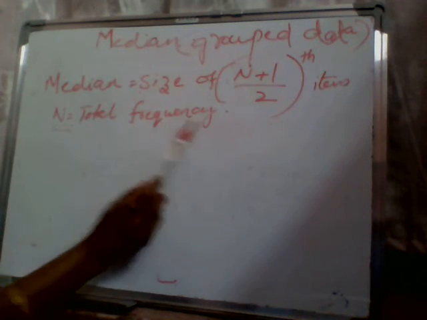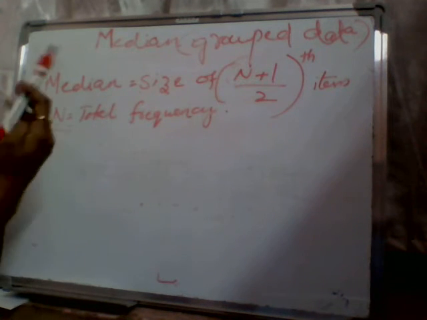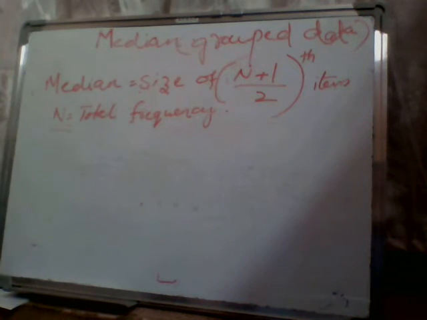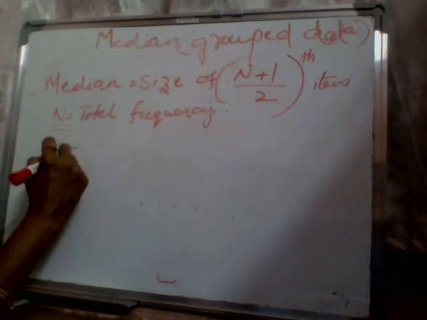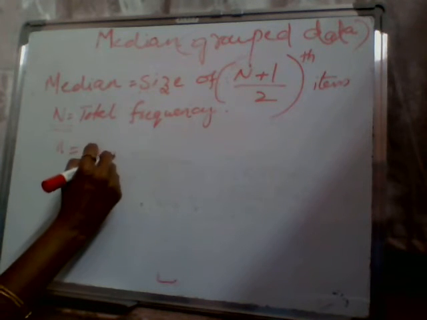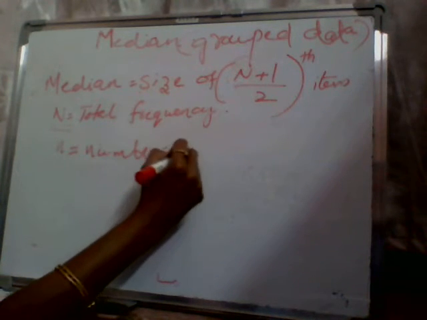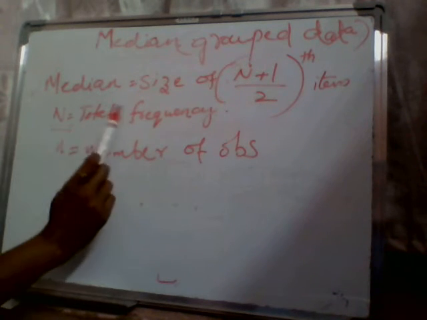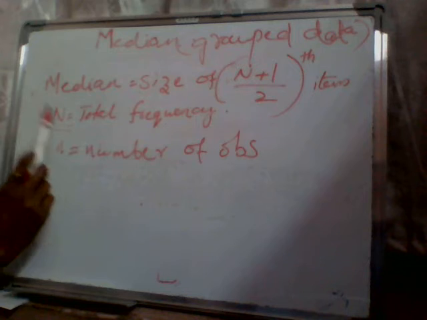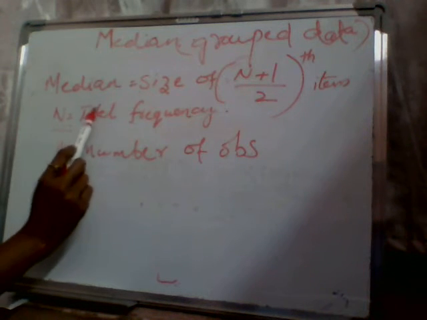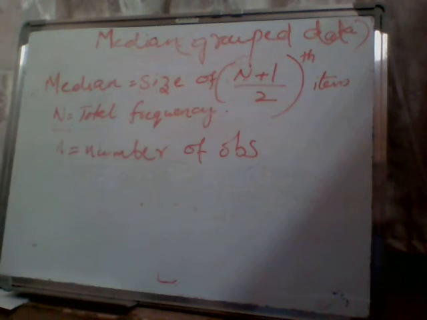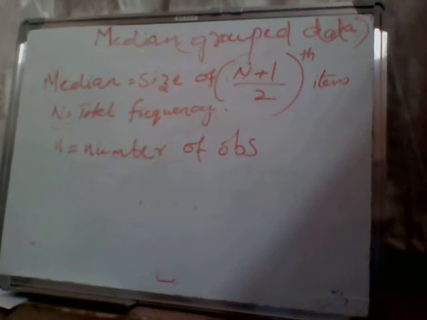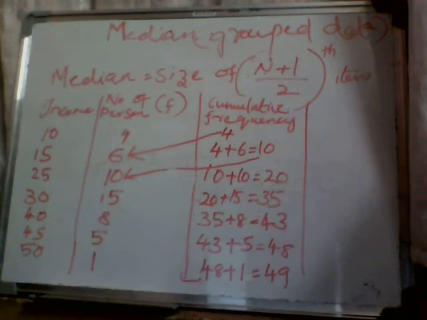Total frequency. In the last method we were using small letter n, which was the number of observations. Here it is total frequency. Here capital letter N is total frequency, and with it you can find the median.